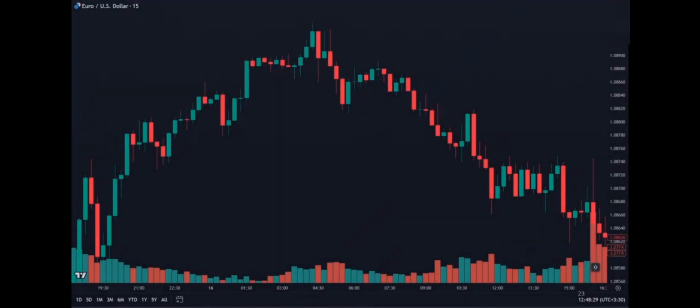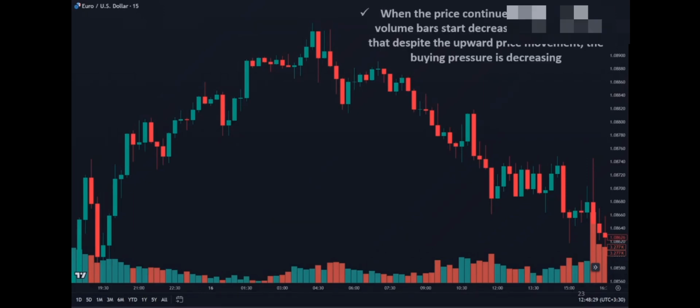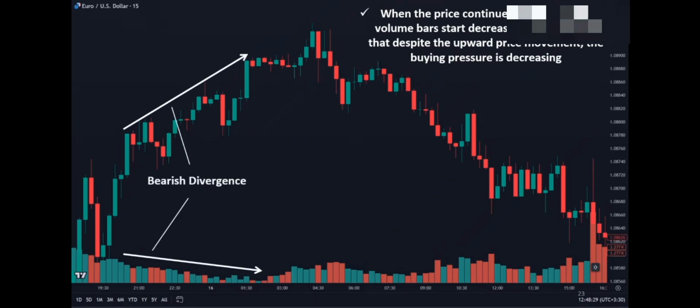The second key way we use the volume indicator is by spotting volume divergence as a strong reversal signal. In a bullish move, if price keeps rising but volume bars start getting smaller, it means buyers may be losing strength. Even though price is still moving upward, the buying pressure is not supporting the move anymore. This is called bearish volume divergence, and it can signal a potential pause, pullback, or reversal to the downside.